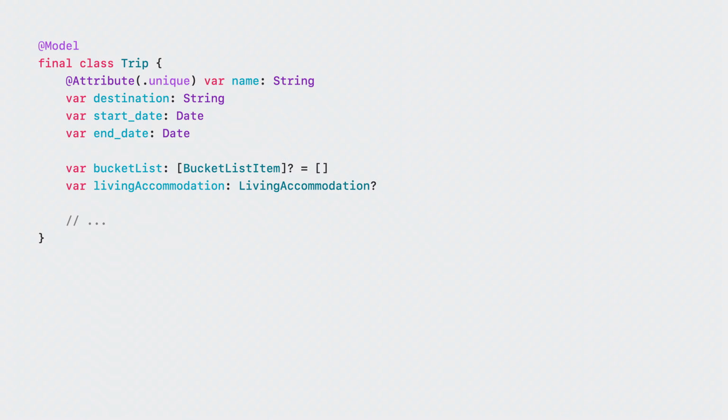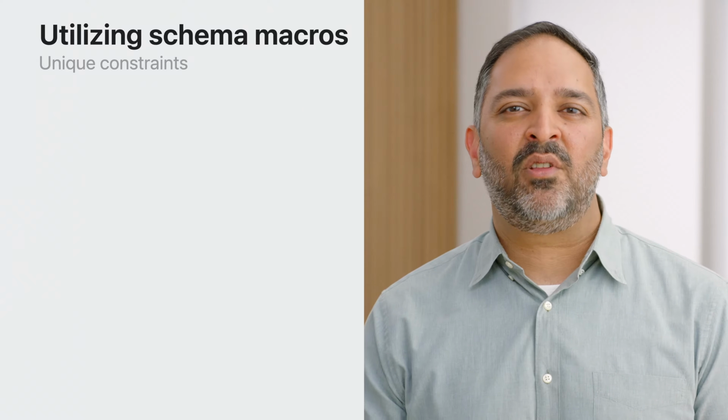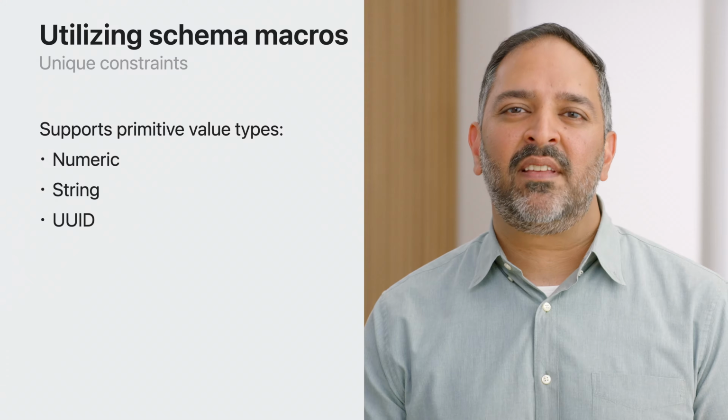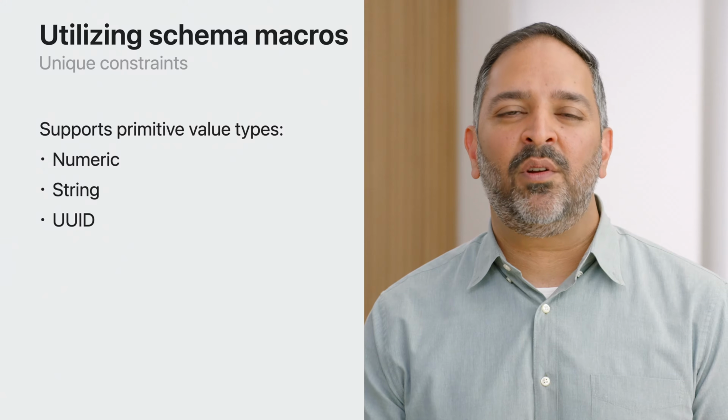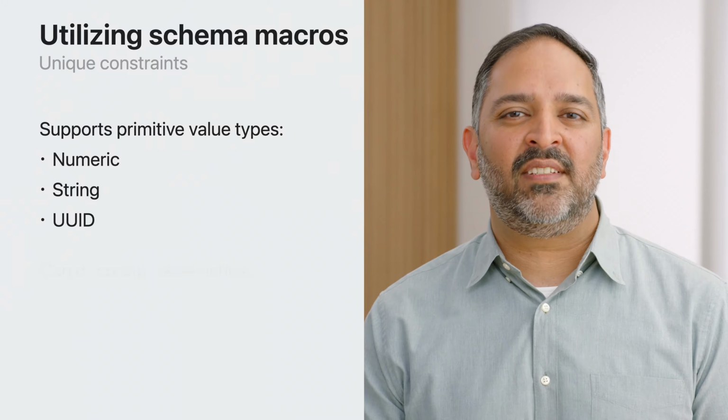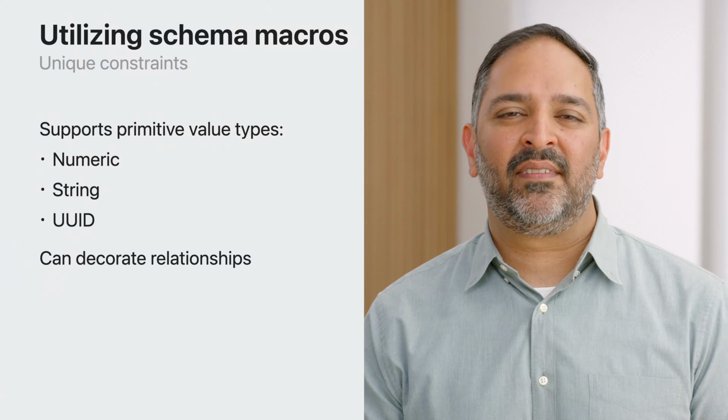This is called an upsert. An upsert starts as an insert. If the insert collides with existing data, it becomes an update and updates the properties of the existing data. I can apply unique constraints on other properties as well, so long as they are primitive value types, such as numerics, string, or UUID. Or I can even decorate a to-one relationship.